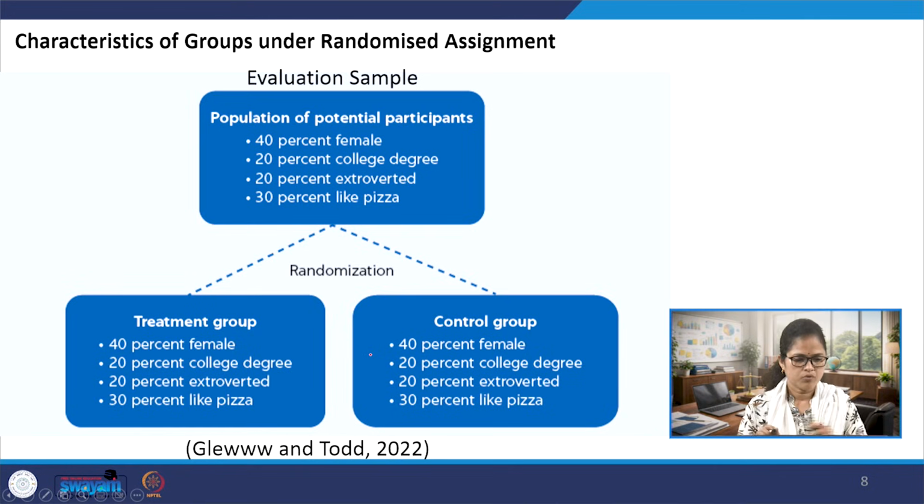That is the reason randomization ensures that these unobserved factors are also similar across the control group and the treatment group. Okay, so here is a sketch of how the randomization process should be undertaken. This basically reflects the characteristics of groups under randomized assignment. So this is our evaluation sample. If the evaluation sample consists of 40% female, 20% college degree, 20% extrovert, or 30% participants who like pizza, then in the treatment group and control group also, approximately similar characteristics must be reflected.